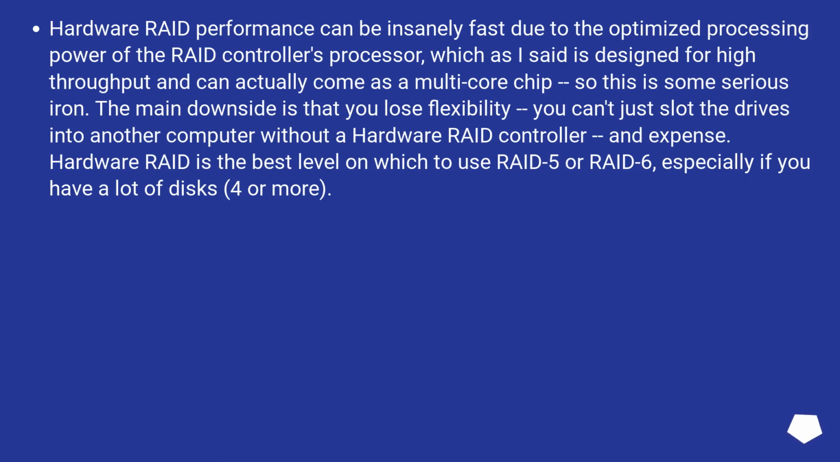Hardware RAID performance can be insanely fast due to the optimized processing power of the RAID controller's processor, which as I said is designed for high throughput and can actually come as a multi-core chip, so this is some serious iron. The main downside is that you lose flexibility. You can't just slot the drives into another computer without a hardware RAID controller, an expense. Hardware RAID is the best level on which to use RAID 5 or RAID 6, especially if you have a lot of disks, 4 or more.